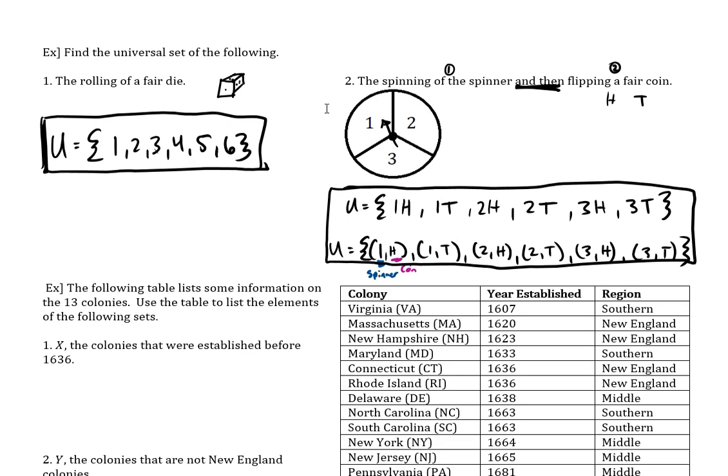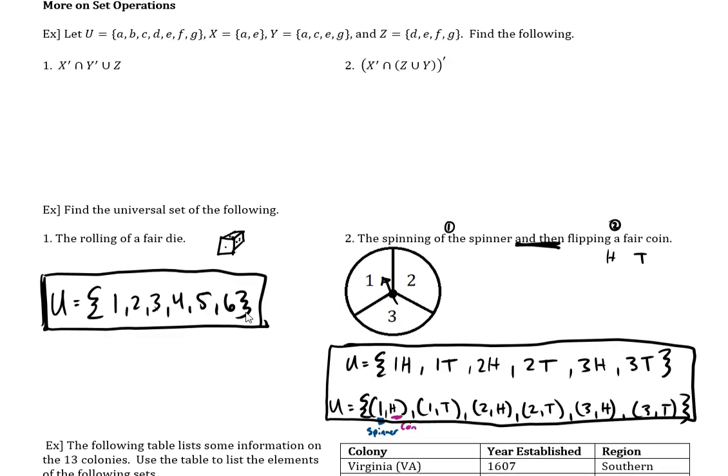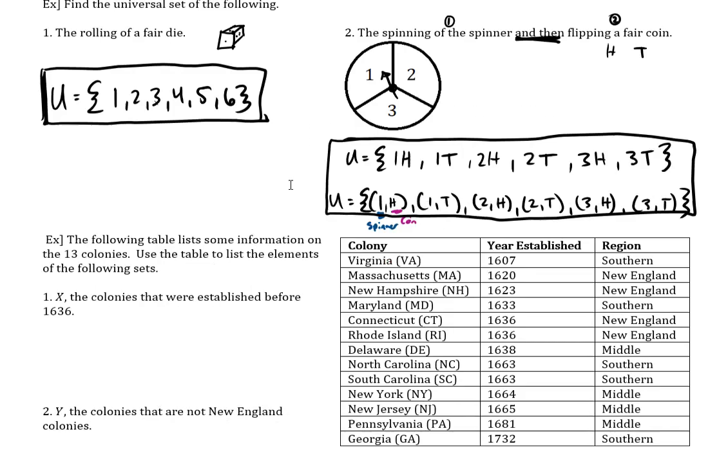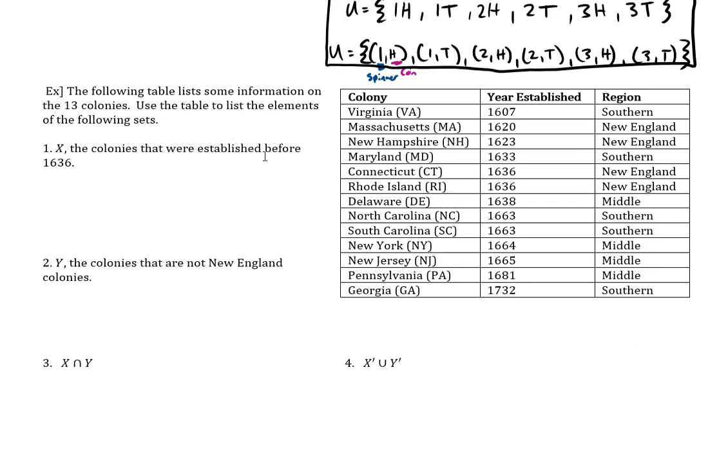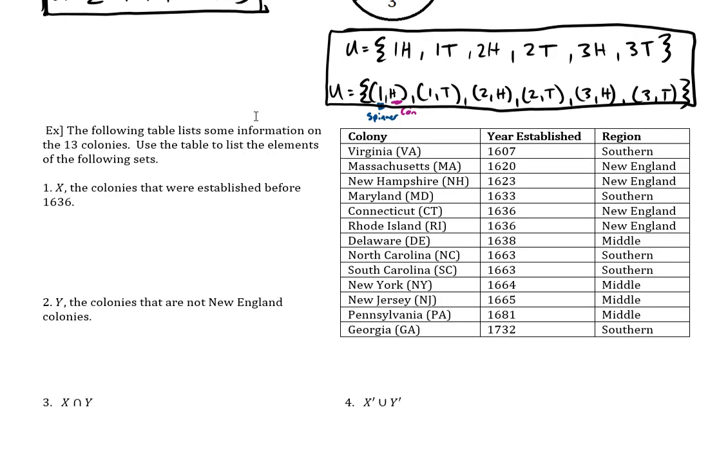So these last 2 problems are kind of just random stuff with sets. The main thing was probably in the last video that got cut off, but here we can still use it to help us in this scenario. In this example, it says the following table lists some information on the 13 colonies, just the years they were established and the region they were in. Use the table to list the elements of the following sets.